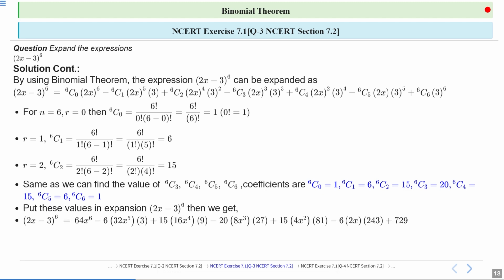Now put these values in the expansion of (2x − 3)^6. Then we get 64 times x^6 − 6 times 32 times x^5 times 3 + 15 times 16 times x^4 times 9 − 20 times 8x^3 times 27 + 15 times 4x^2 times 81 − 6 times 2x times 243 + 729.